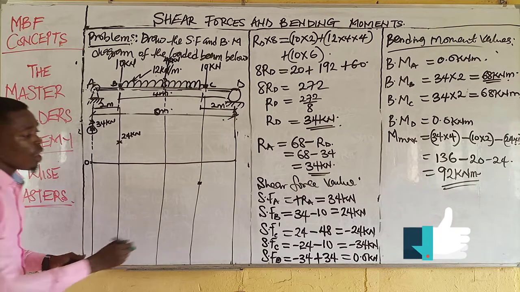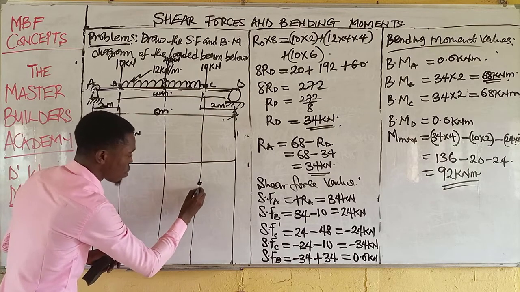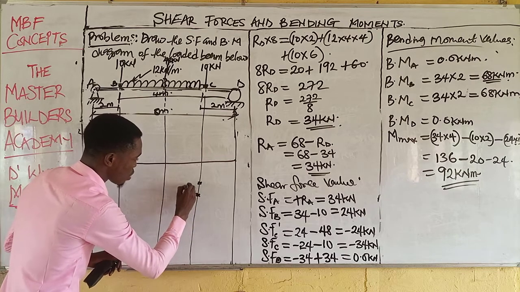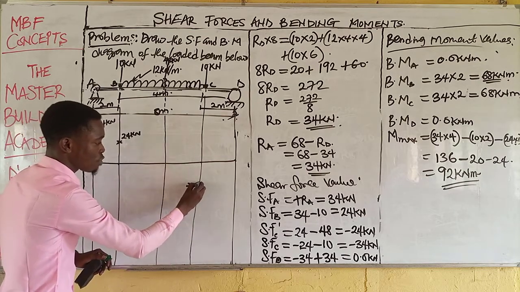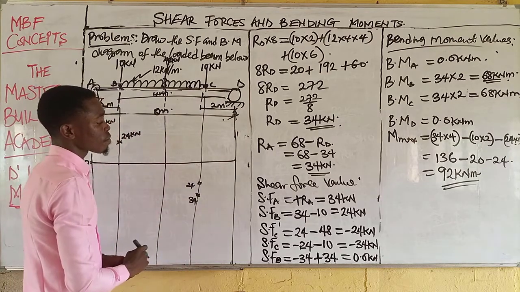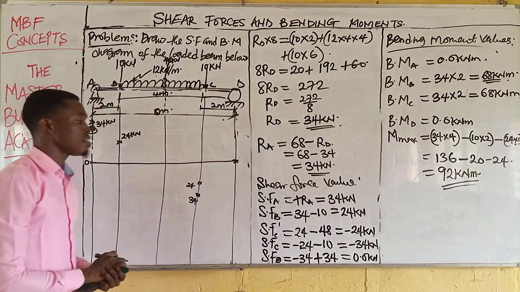And what do we do here? We'll just take this down a bit. This is 34. If this is 24, just add 10 to this, and this will have given us 34. So this is 24. This is 34. This is 0, negative 24, negative 34. Then at point B, we have 0. Shear force at D is 0.